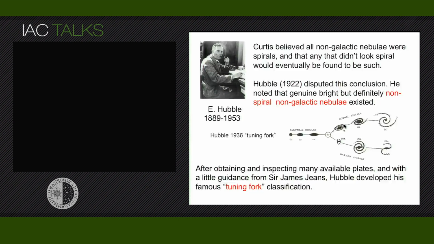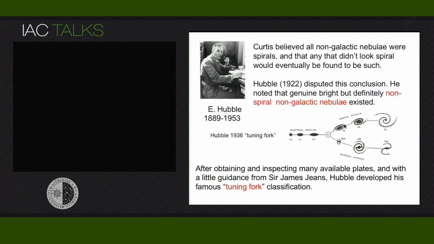Sidney van den Bergh argued that Hubble's addition of the S0 galaxies to the classification destroyed the simple beauty of the original classification. And it did. And it's been controversial ever since. S0s probably don't belong there. But from a historical point of view, that's where they seem to fit.